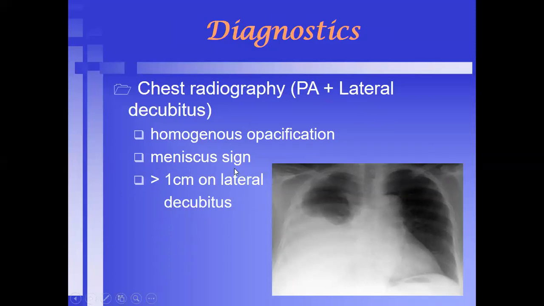And we also check for the meniscus sign. So meniscus sign tells you that the fluid has a tendency to go up the container. So the fluid in your pleura goes up the pleural space. So that is your meniscus sign. And we also request for a lateral decubitus film to see the leveling of the fluid on the lateral decubitus position. And if your fluid is more than 1 centimeter on lateral decubitus, then these patients are usually advised to undergo thoracentesis.